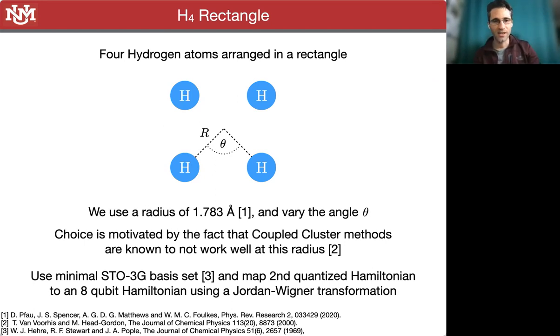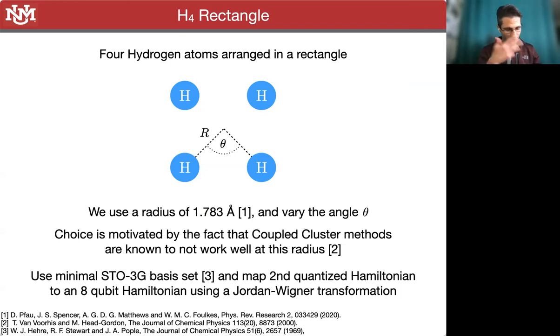One problem that's kind of easy to study is 4 hydrogens arranged in a rectangle, where you can pick the distance of the hydrogen atoms from the center and the angle that they make. We picked some numbers that we found in the literature. You pick the radius to be 1.8 angstroms. The reason is that these methods from quantum chemistry seem to struggle at this radius.